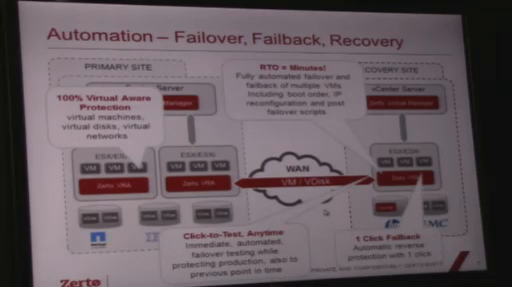And then finally, Fallback with Zerto is as simple as a single checkbox where we automatically reverse the protection and start replicating the changes for Fallback. You don't have to recreate all the jobs, you don't have to resend all of the data, just a simple checkbox.